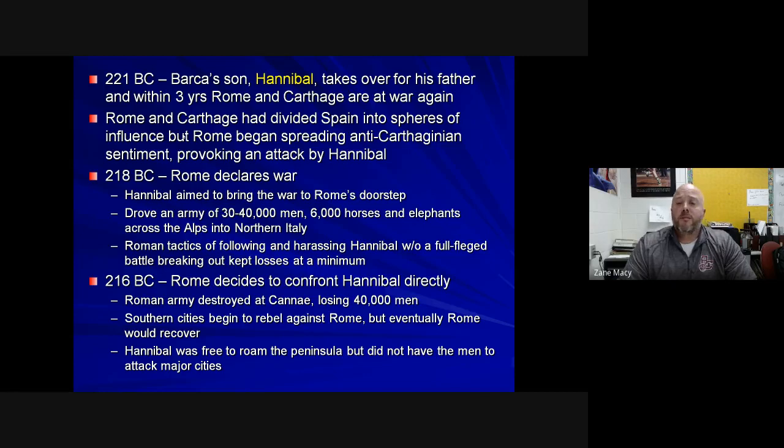Rome and Carthage end up dividing Spain into spheres of influence. Essentially, Rome took control of the northern part of the Iberian Peninsula, and Carthage ends up controlling the southern half of Spain, or what would become the nation of Spain later down the road. But then the Romans, again, being opportunistic, it's not just, oh, I see this happening over here, we're going to take advantage of that. They'll create opportunities.